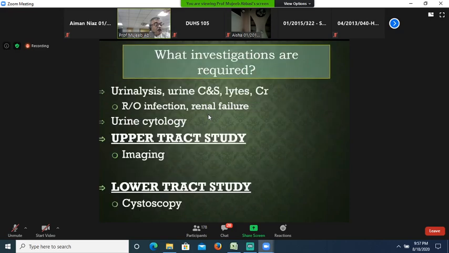Urine analysis, urine for C&S, creatinine to rule out infection or renal failure. Creatinine and urea levels will tell us whether the kidney is functioning properly or not. Then urine cytology would tell us if there are certain nasty cells in it, which gives us suspicion of something wrong, if they come up with atypical cells. We need upper tract imaging, which means kidney and ureter, and lower urinary tract study, which is the gold standard, cystoscopy.